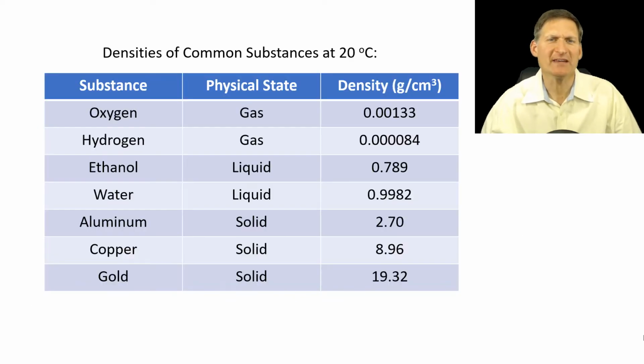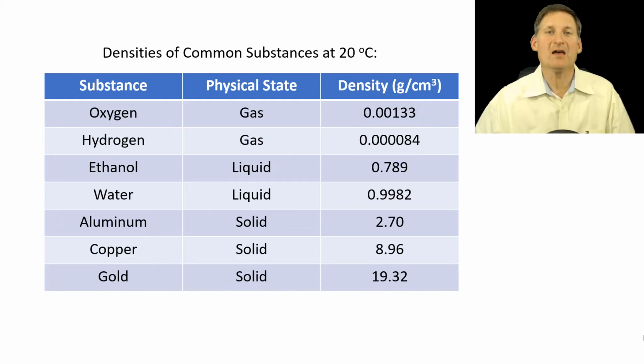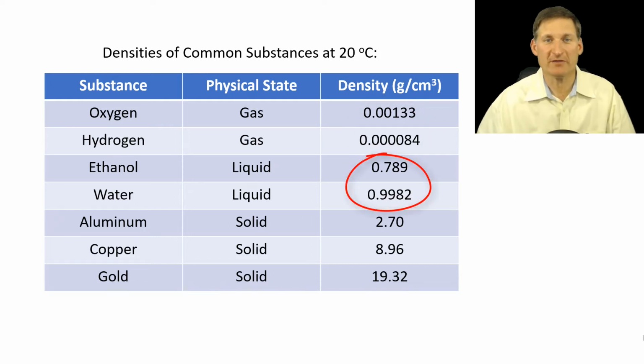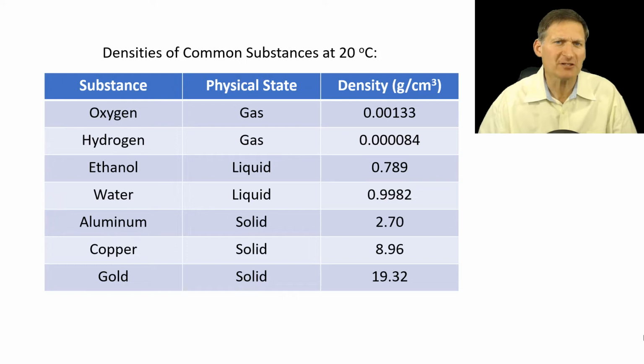Let's now take a look at densities of various substances. Notice the gases are by far the least dense because the molecules of a gas are always far apart. The density of the liquids is much higher than the gases, as we'd expect, but still considerably less than the solids. Now, there are exceptions. For example, liquid mercury is very dense, about 13.6 grams per centimeters cubed. But generally, solids are more dense than liquids. And look at how dense gold is, 19.32 grams per centimeters cubed.